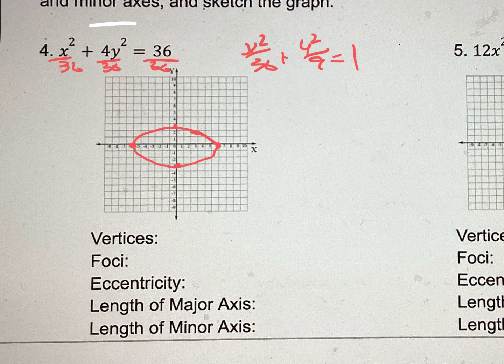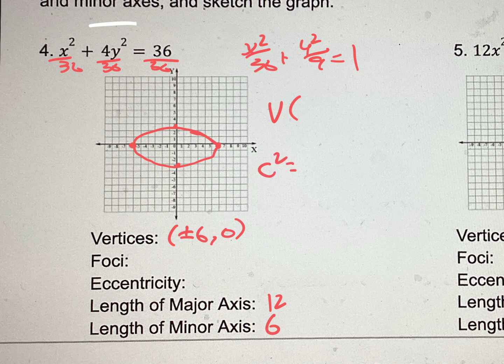All right, so where are my vertices? Remember, vertices are on the major axis. Got it down here. Vertices will be plus or minus 6 and 0. Major axis, I went 6 left and 6 right, so it's 12. How big is the minor axis? I went up 3, down 3, it's 6. Those are the easier answers.